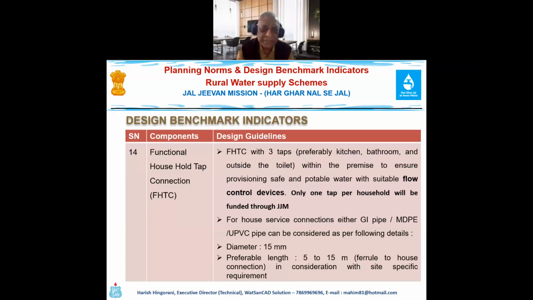But what we have seen in Andhra Pradesh, they have a good device to control the water supply level at the household connection. For house service connection, GI pipe or MDPE pipe or UPVC can be used, diameter 15 mm, preferable length 5 to 15 meters, but subject to site requirement, maybe a little less or more.